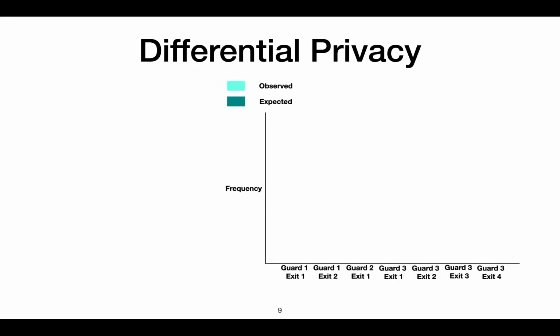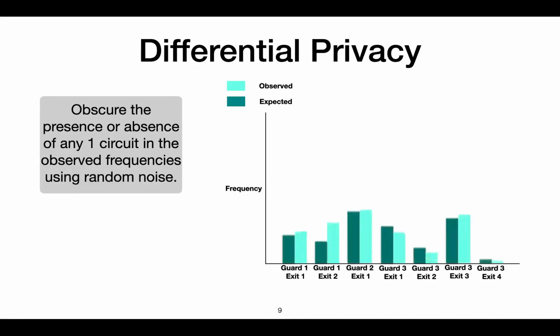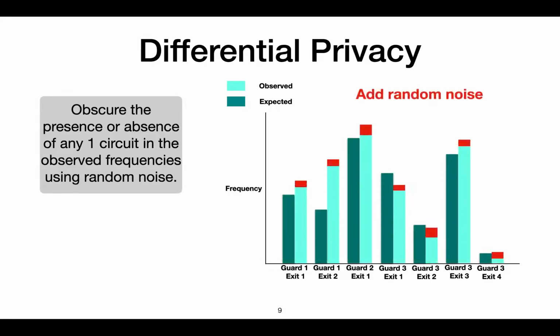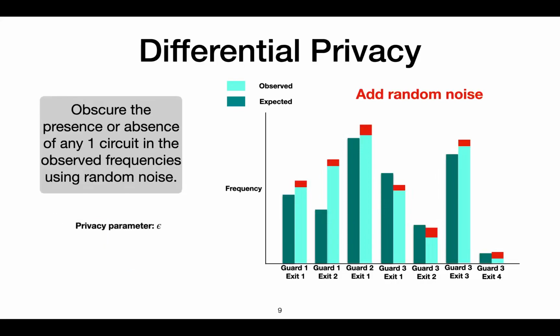In order to preserve user privacy, we will obtain the observed frequencies while satisfying differential privacy. Given the frequency distribution we saw previously, differential privacy ensures that the presence or absence of any one circuit that occurred is obscured in the aggregate result. This is achieved by adding random noise to the observed frequencies. Then, a third party, or the aggregator, who views the aggregate frequencies cannot infer the presence or absence of any specific circuit. The level of privacy provided is defined by a parameter epsilon.